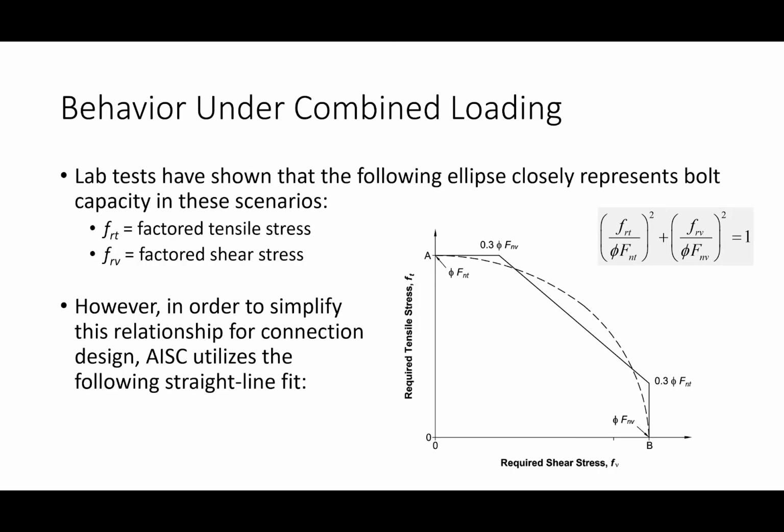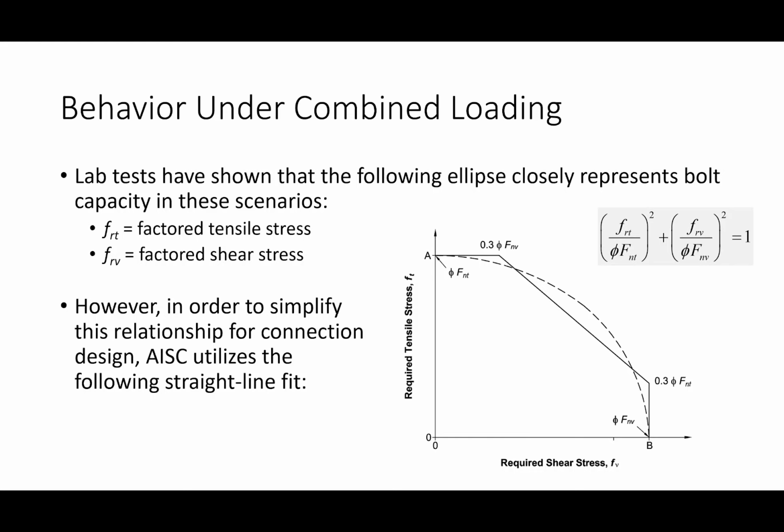Does that make sense? The idea is that the presence of the shear on the bolt is reducing its tensile capacity. You can't do both at the same time with 100% efficiency. The presence of shear is going to reduce its effectiveness in resisting tension. Make sense? Okay, that's really what's going on here in this picture.